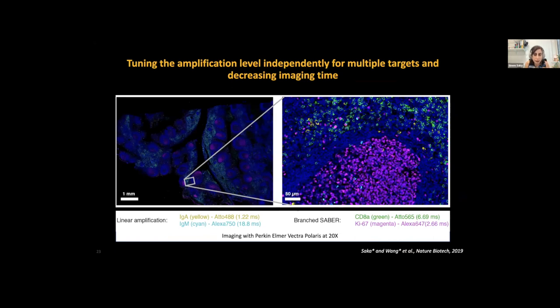For example, this is a demonstration on human tonsil sections. These are FFPE, so formalin fixed paraffin embedded samples, which are classical for medical archival. And some of these proteins like IgA, IgM are very highly expressed, so they can be detected with linear amplification using fairly short exposure times, but some of them are at a bit lower level, like CD8 or Ki67, which we can now do branching to bring them to the same level of signal. So similar imaging parameters can be used for all of these in multiple channels. And one could then do very fast imaging of large tissue areas, like centimeter scale whole tissue imaging, for example.